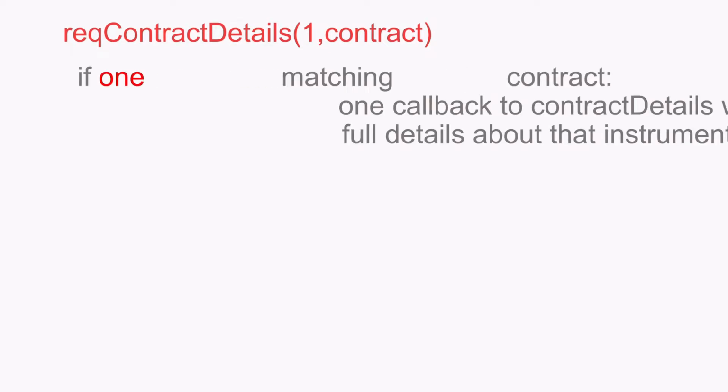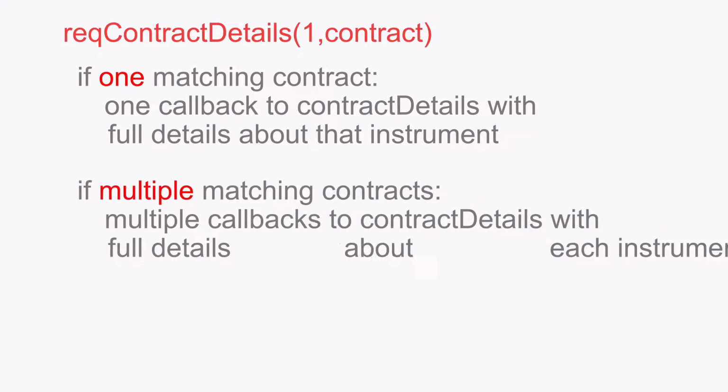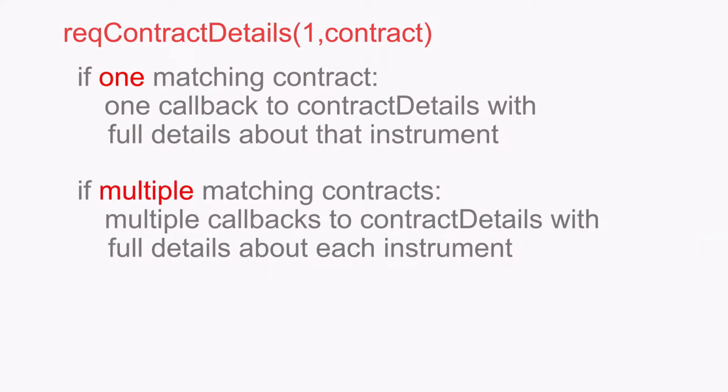From a single reqContractDetails request, if there is one matching contract, full details about that contract will be returned, such as, for instance, the primary exchange, instrument name, valid order types, and trading hours. If there are multiple matching contracts, for instance, different options which have the same underlying symbol and expiry date but different strike prices, there will be separate individual callbacks to contractDetails with details for each option contract.